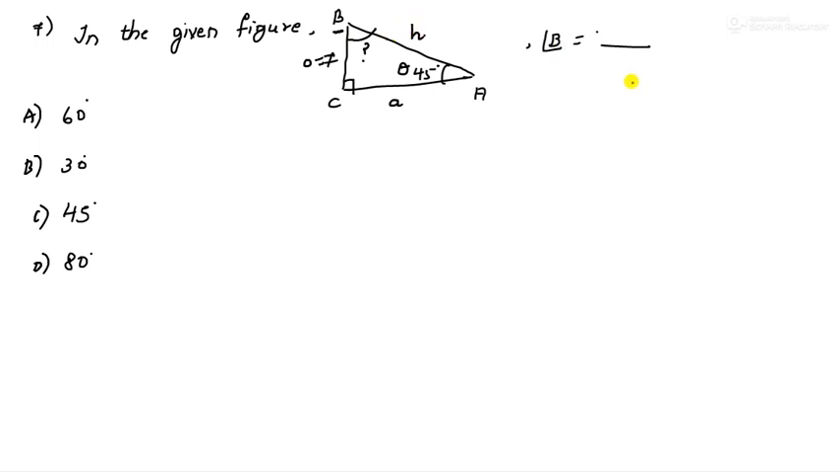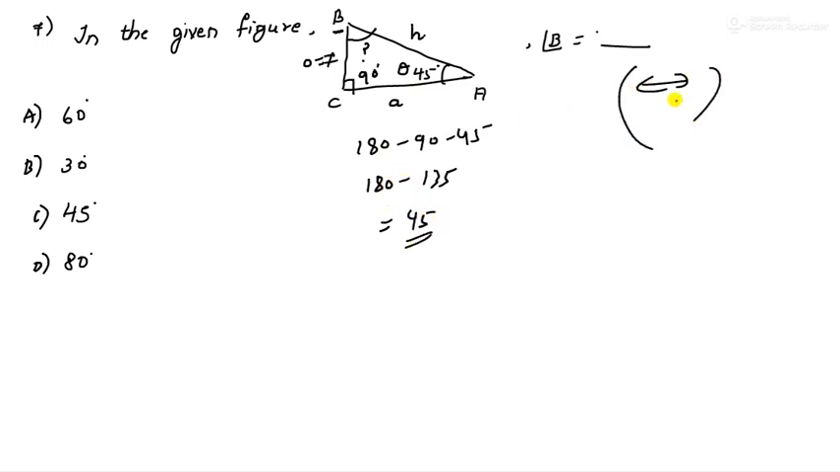To get the value of B, one way is we can go for trigonometry, and the other way is, see, here this is 90, right? This is 45. So what will this be? 180 minus 90 minus 45. So 180 minus 135 is just 45. It's very simple. Instead of going so deep, just use your common sense and find. So the answer is option number C.